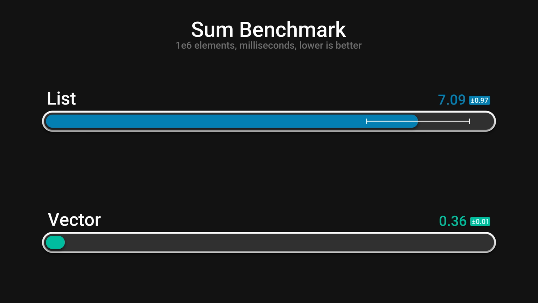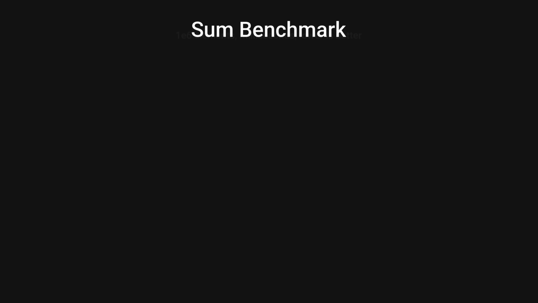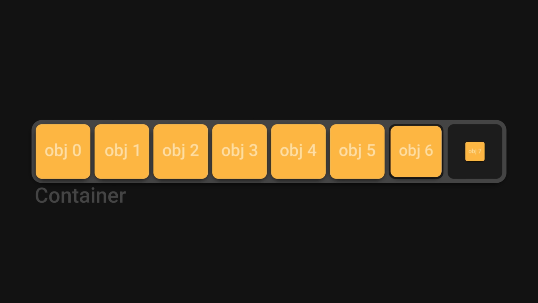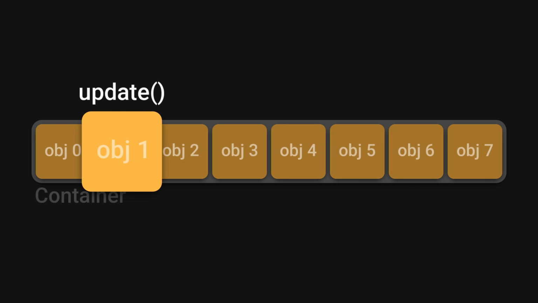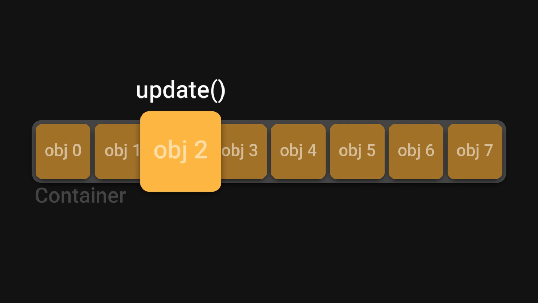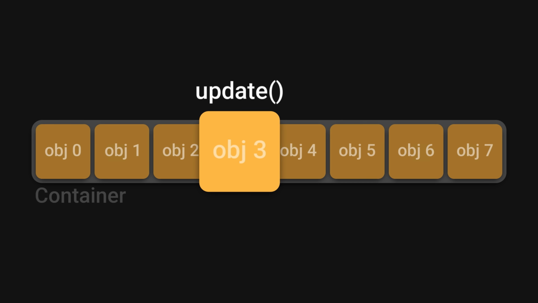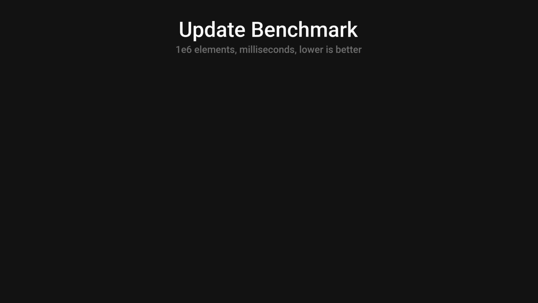Now let's see what happens when, instead of summing numbers, we iterate over small structures describing physical particles. For each of them, we will execute a very simple update function. As in the previous test, there will be 1 million entities to update. Without further ado, let's look at the results.